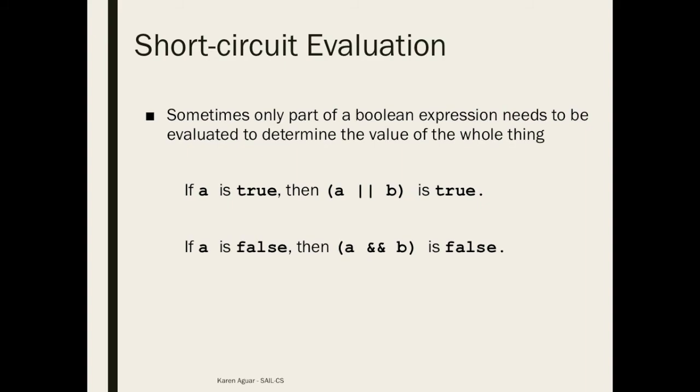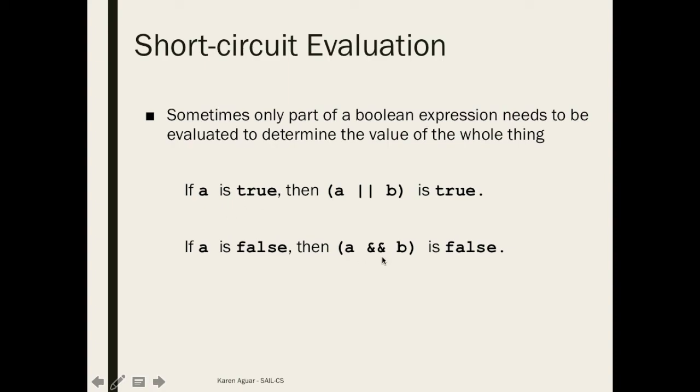Sometimes only part of a Boolean expression needs to be evaluated to determine if the whole thing is true. So if I have an OR statement, A or B, we know that either one of these could be true for the entire expression to be true. So the computer's sometimes lazy. It starts evaluating left to right. If it sees that what's on the left side of this OR, if A is true, then it knows that the whole thing is going to be true. It doesn't really matter what the value of B is. So it skips it. It's lazy.